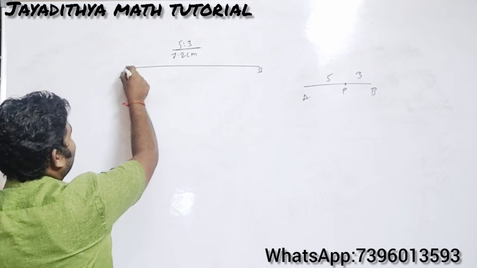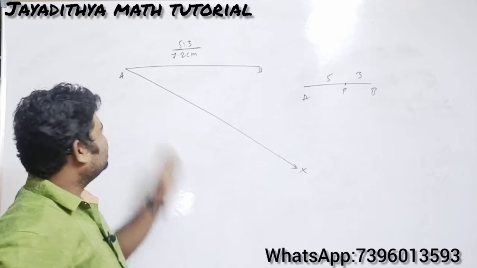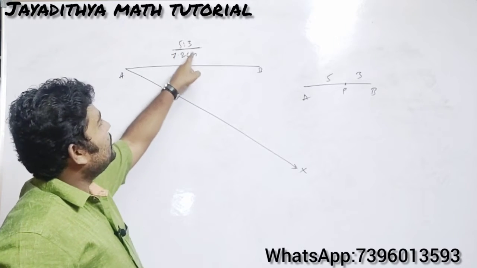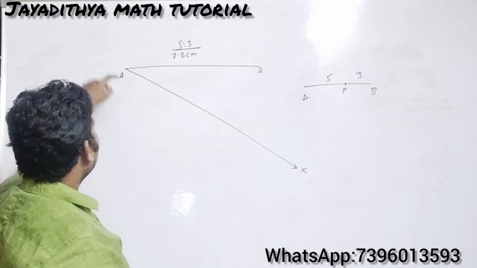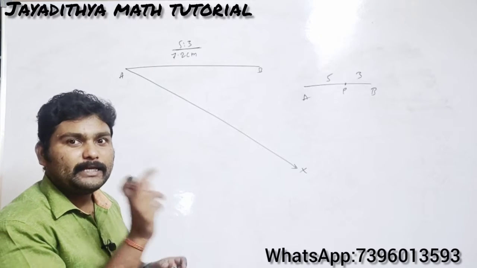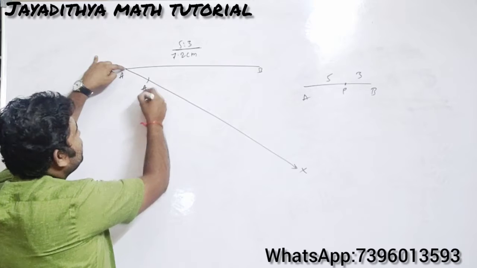First of all, you draw an acute angle like this. You can take any angle. Simply draw a line like this from A. After this, see here, how many parts should it be made into? Initially it should be made into 8 parts. So from A, take some radius on the compass and draw an arc like this. Mark this as A1.